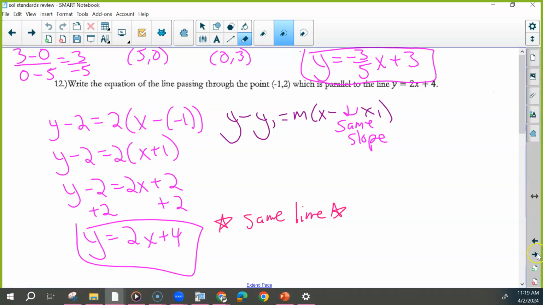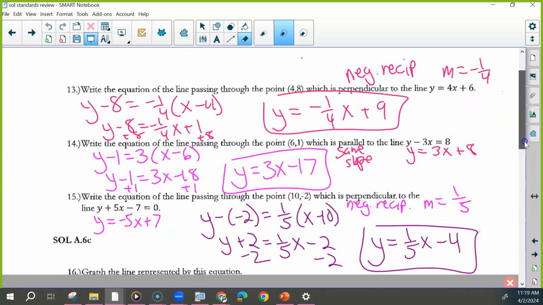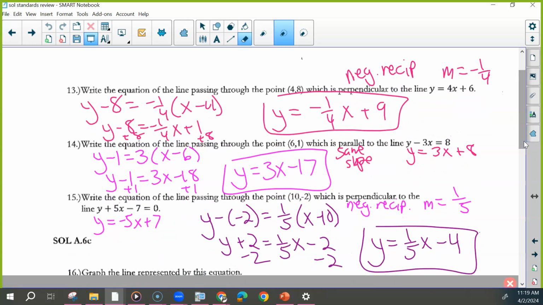So on this last page, write these answers down. Okay, hold off on that. For 13, the equation was y equals negative 1/4 x plus 9. 15, y equals 3x minus 17. Sorry, that was 14. And then 15, y equals 1/5 x minus 4.